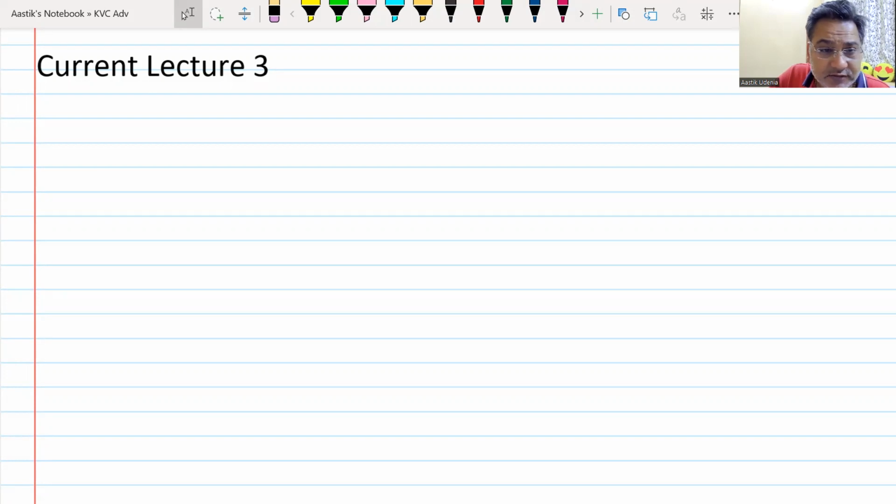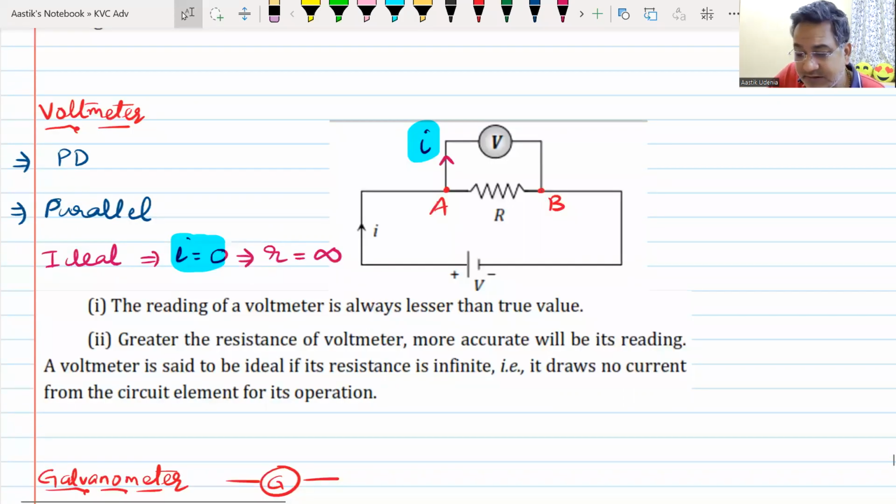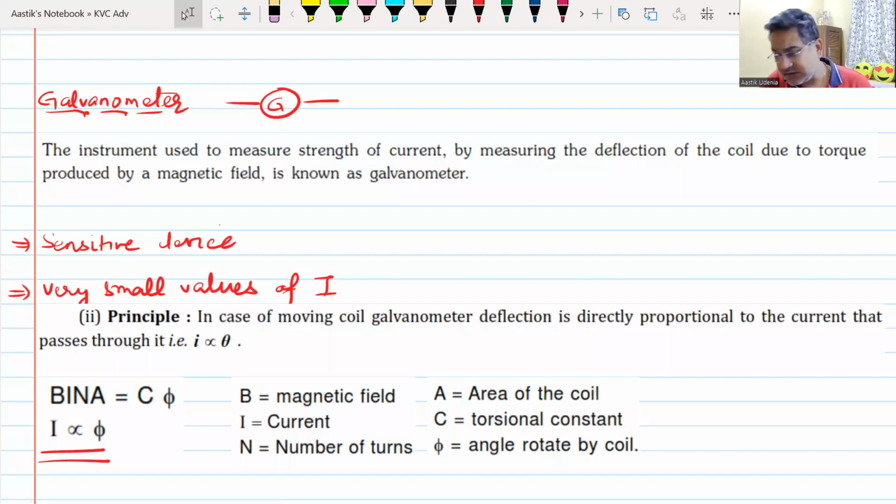In the previous class, we had discussed some of the electrical instruments. We had seen the ammeter. An ammeter is a device which is used to measure current. It has to be connected in series. For an ideal ammeter, the resistance has to be 0. A voltmeter is connected in parallel. It is supposed to measure the potential difference between 2 points in a circuit. For an ideal voltmeter, the resistance has to be infinite.